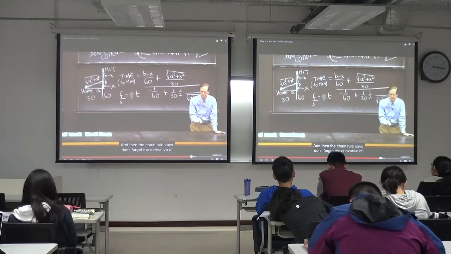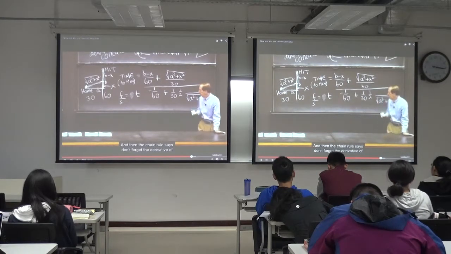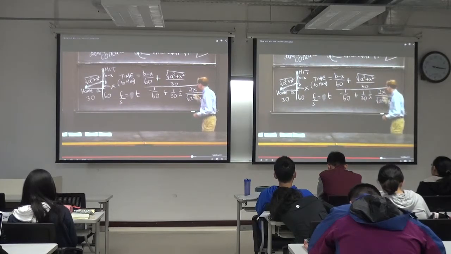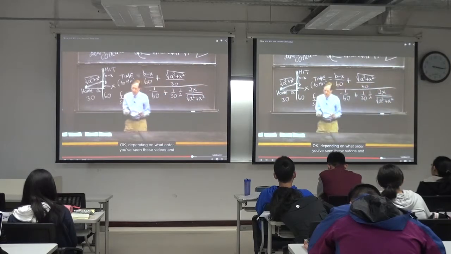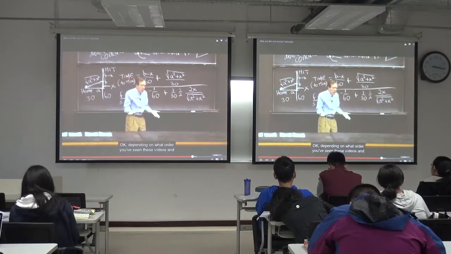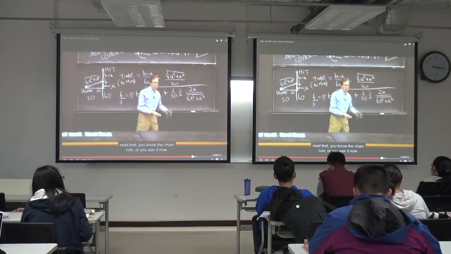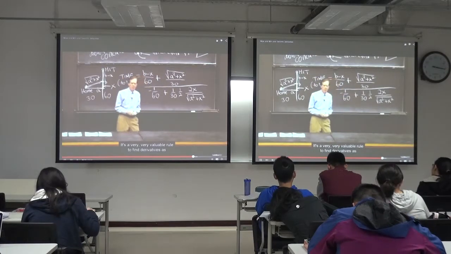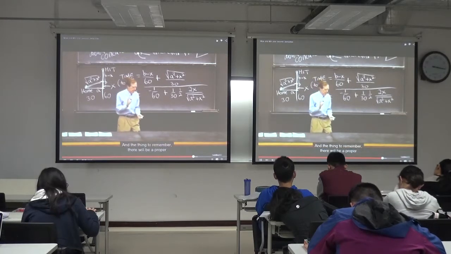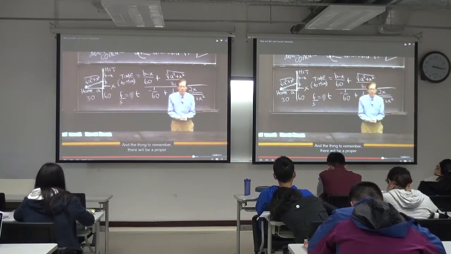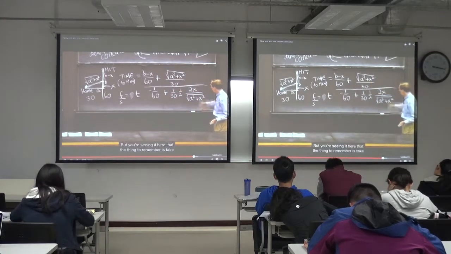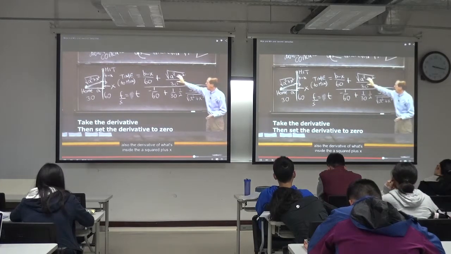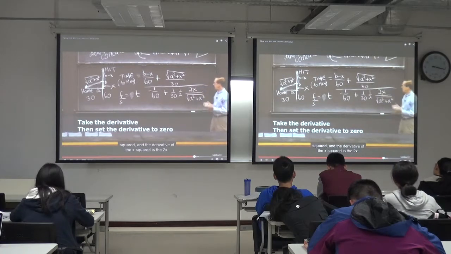the chain rule says, don't forget the derivative of what's inside, which is 2x. Depending what order you've seen these videos and read text, you know the chain rule, or you see it now. It's a very, very valuable rule to find derivatives as the function gets complicated. There will be a proper discussion of the chain rule. It's so important. But you're seeing it here, that the thing to remember is take also the derivative of what's inside, the a squared plus x squared, and the derivative of the x squared is the 2x.